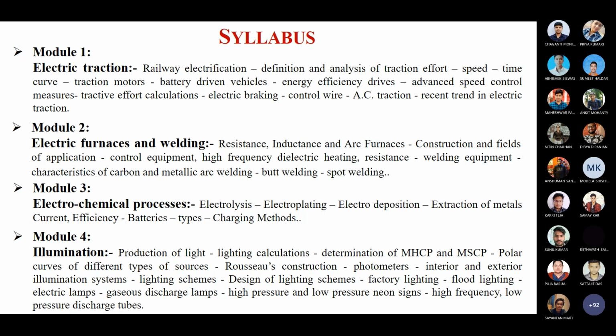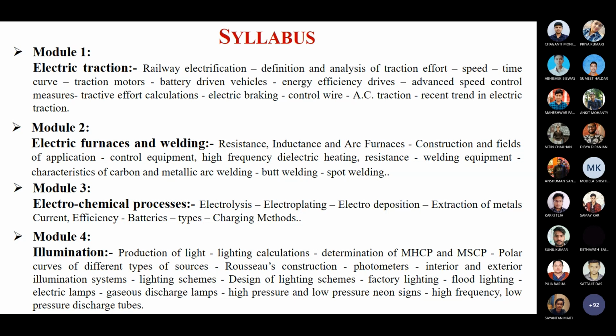So you can see there are four modules till now I have discussed. Module 1 is based on your tractions, where we are going to discuss the basic ideas about the tractions and their implementation. Next one is based on your heating and welding. What are the different processes of heating? Direct heating, indirect heating. What are the different classifications of the direct heating and indirect heating? Then different processes of welding. What are the different types of welding?